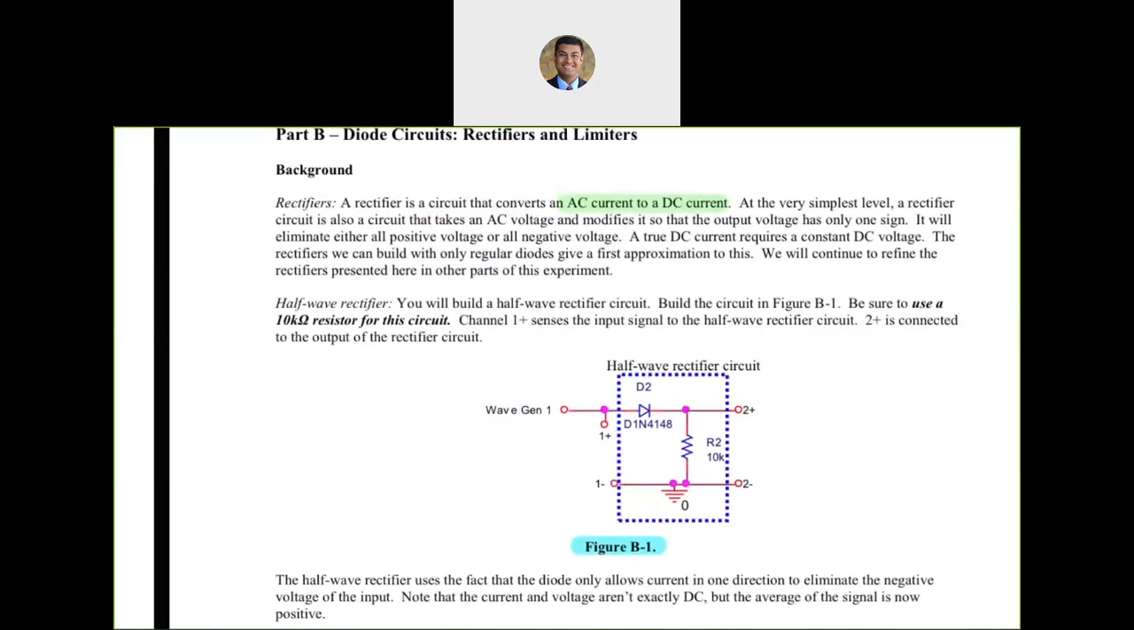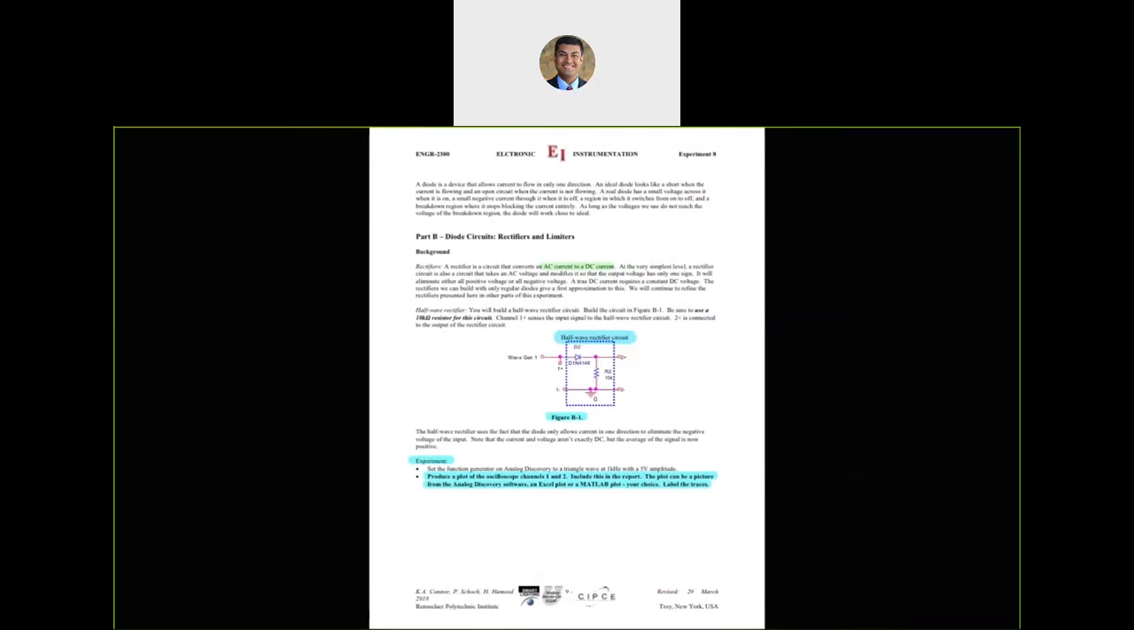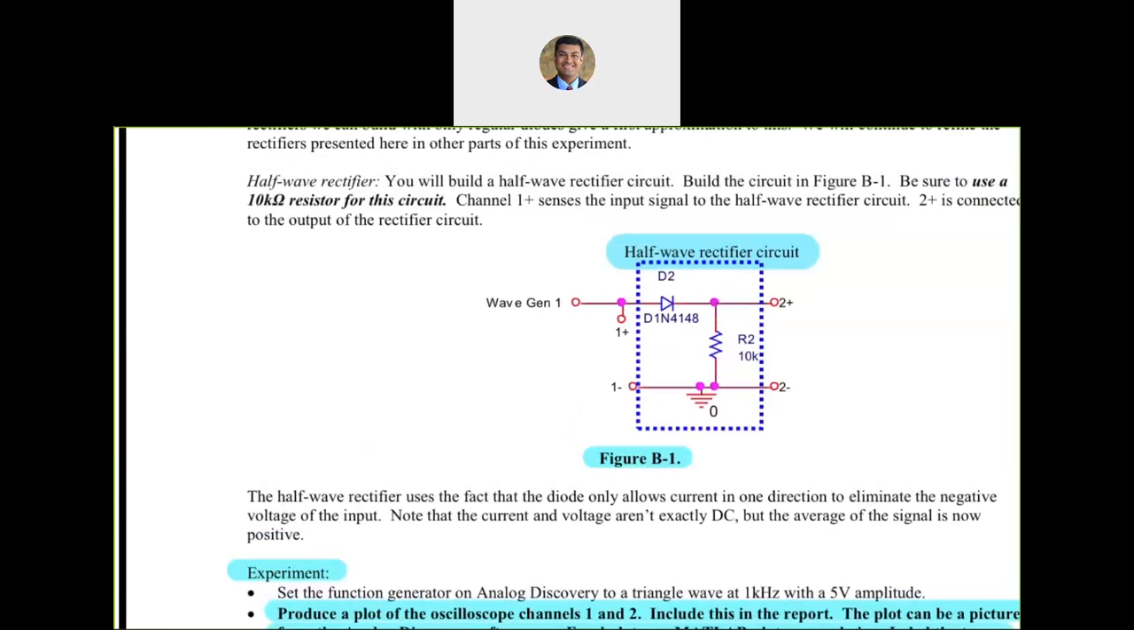The half wave rectifier that we see in figure B-1 of your experiment write-up. So that's your half wave rectifier. And the other one is the full wave rectifier. So let's try to see what happens in the half wave rectifier.